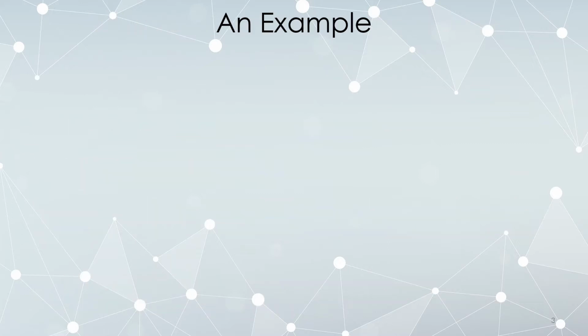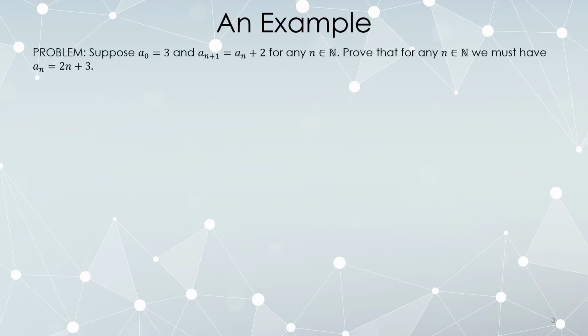Well then, let's charge ahead and try an example. Suppose that we have a sequence where a sub 0 is 3 and a sub n plus 1 is equal to a sub n plus 2 for any natural number n. Prove that for any natural number n, we must have a sub n is 2n plus 3. In other words, let's go ahead and prove the assertion we made on the previous slide.